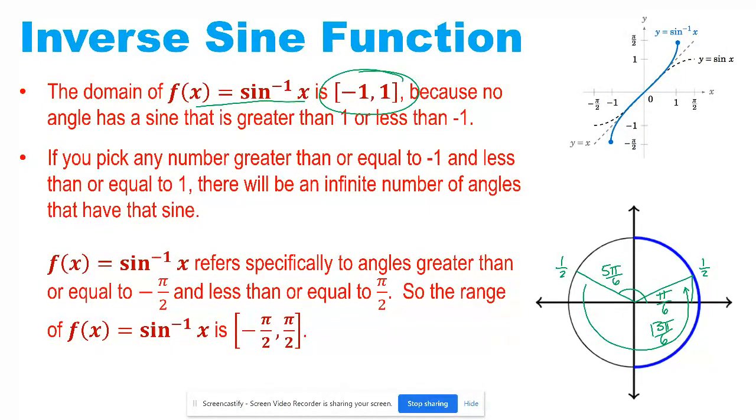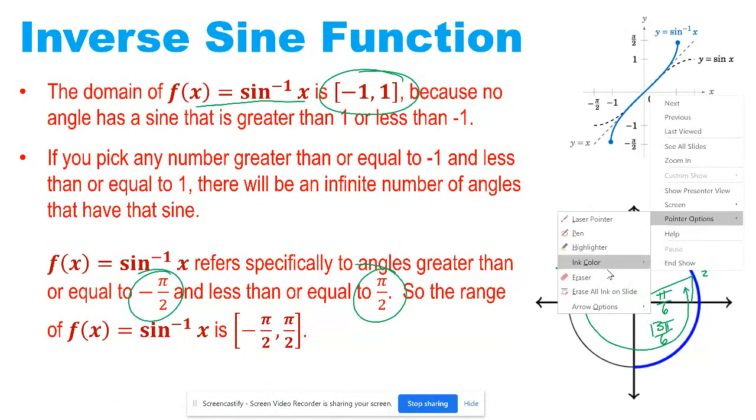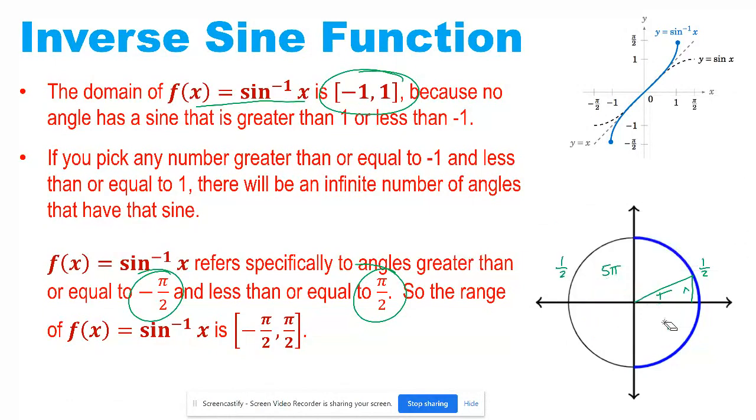So this is really important. When we take the inverse sine, we are specifically thinking about angles that are greater than or equal to -pi/2 and less than or equal to pi/2. So looking at the graph here, and let me erase some of this other stuff that I just drew, we are only looking at that blue arc.